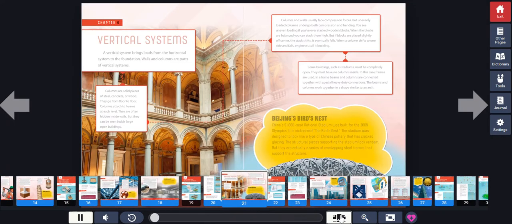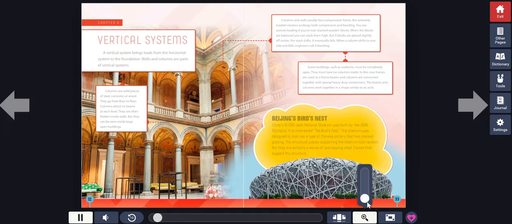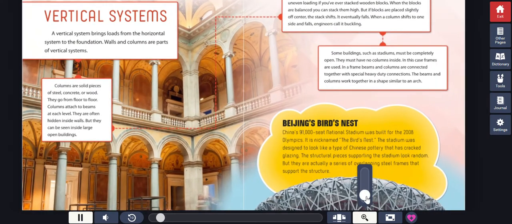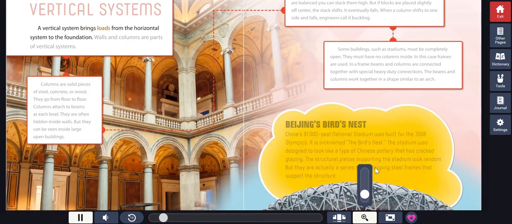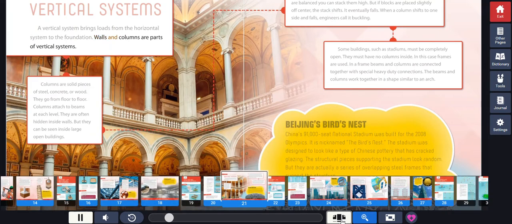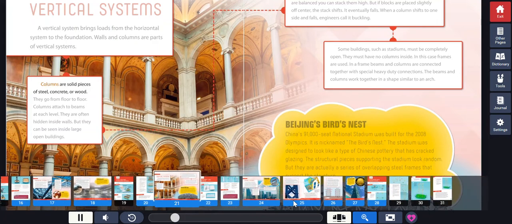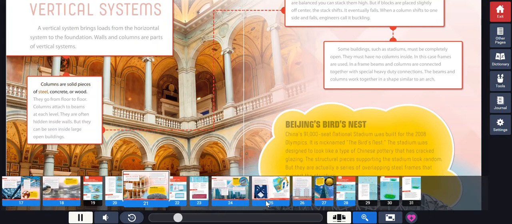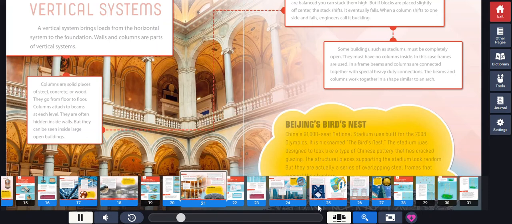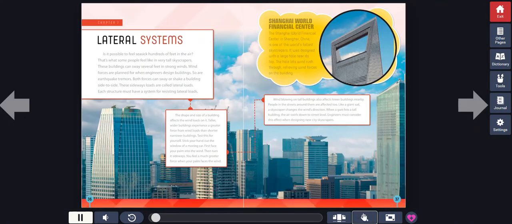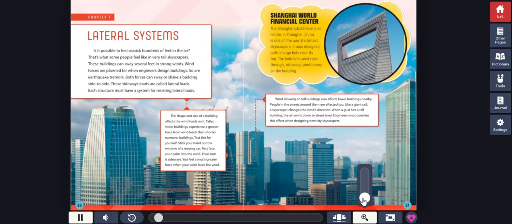Chapter 6. Vertical Systems. A vertical system brings loads from the horizontal system to the foundation. Walls and columns are parts of vertical systems. Columns are solid pieces of steel, concrete, or wood. They go from floor to floor. Columns attach to beams at each level. Chapter 7. Lateral Systems.